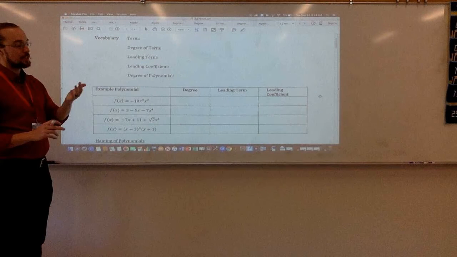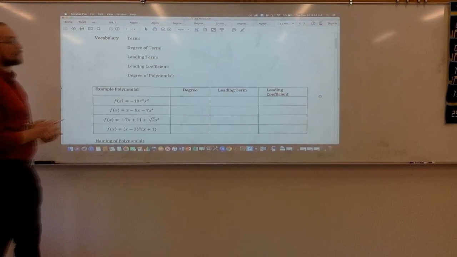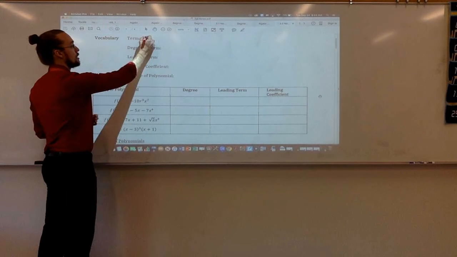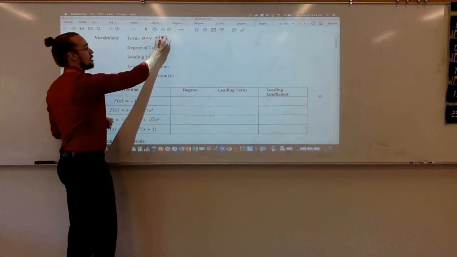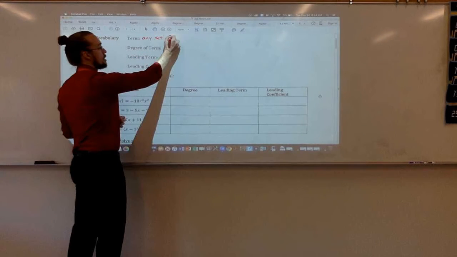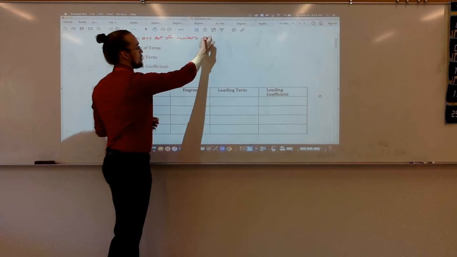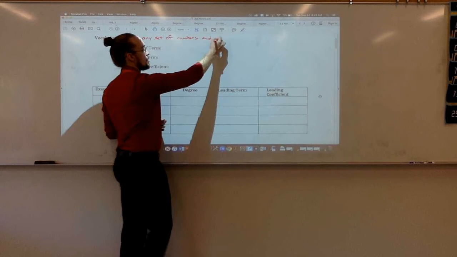So, a term. Okay, this is actually kind of a tough thing to define. Okay, but we're going to say that a term is any set of numbers and variables being multiplied together.